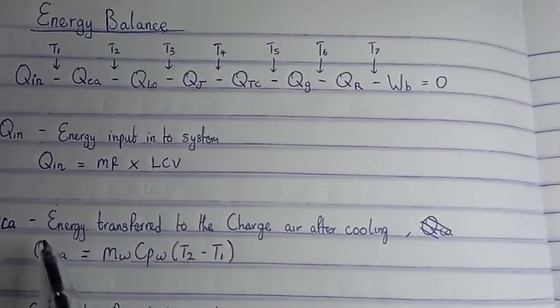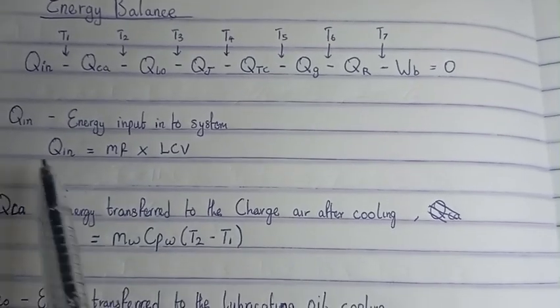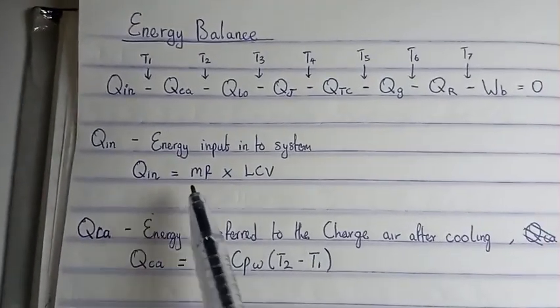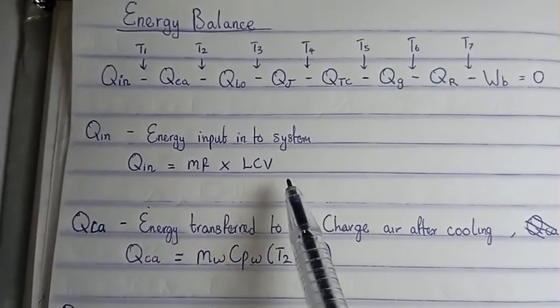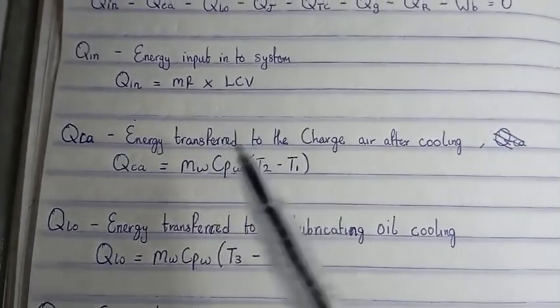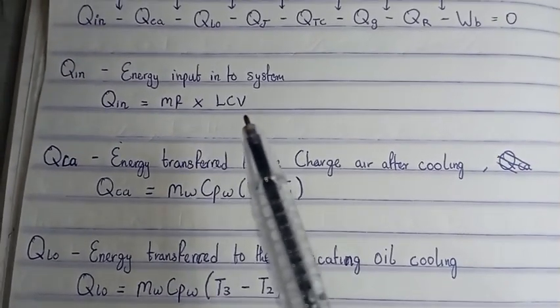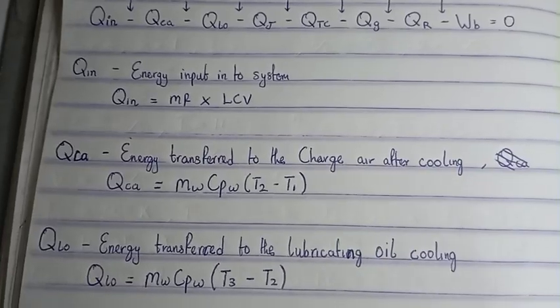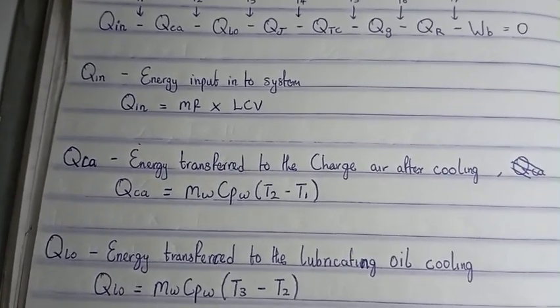Now we have our Q in. The formula for Q in is your MF times your LCV. We know your MF will be given in the question. Your LCV will be 42,000 if not given in the question. If it's given in the question, you use the value they give you.